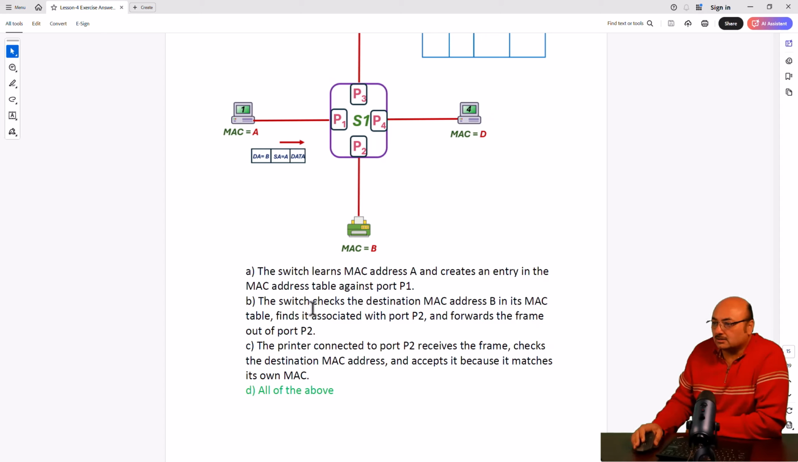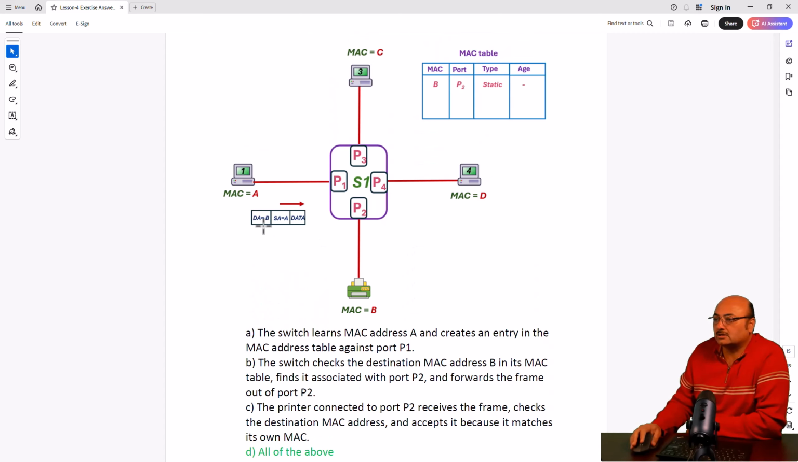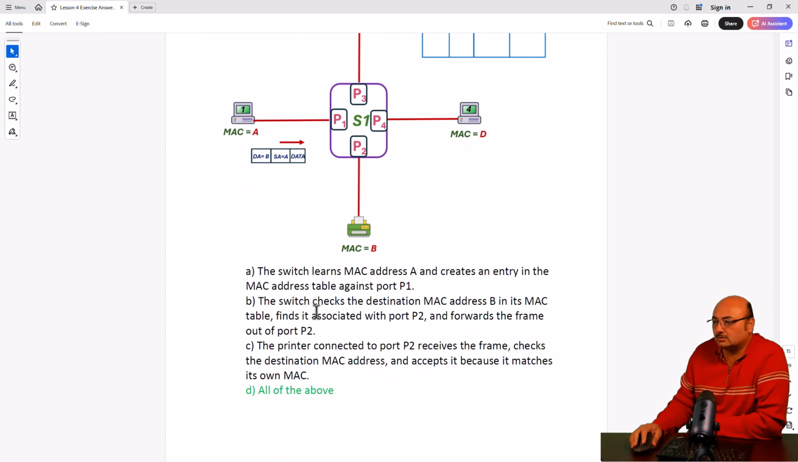Then the second part is the switch detects the destination MAC address B in the MAC table, finds it. What is the destination address? B. B is in the MAC table and is associated with port P2. So it will forward it on this port. That is also correct. So answer B is also correct.